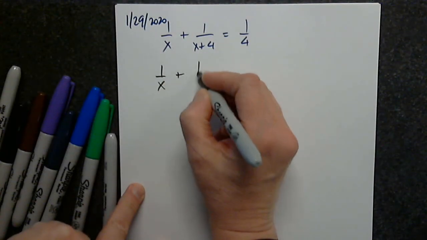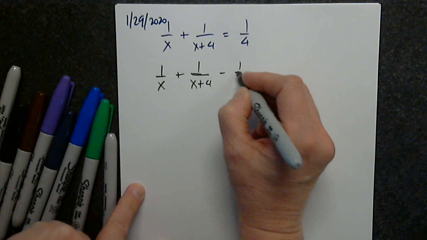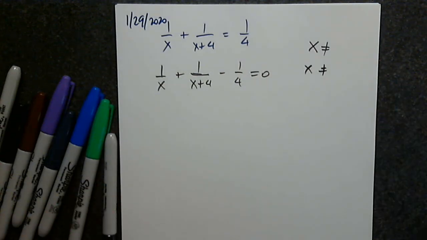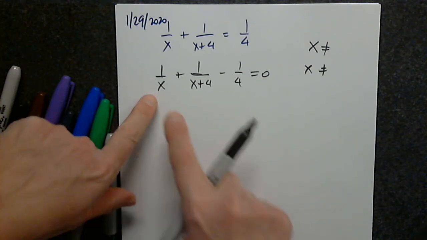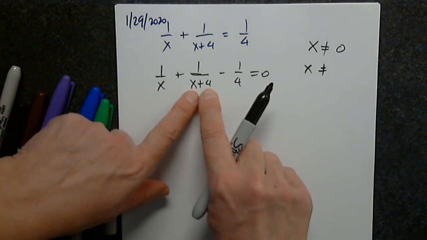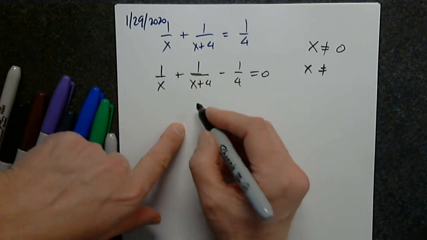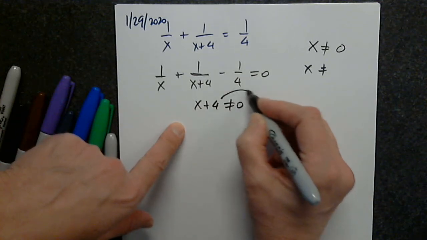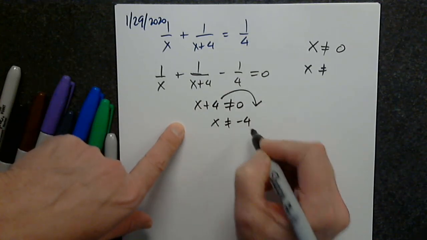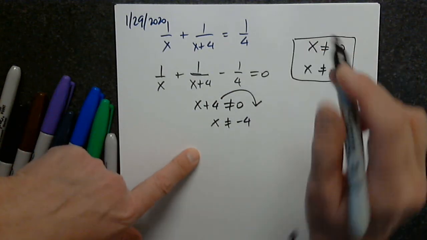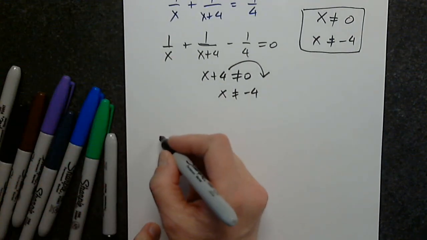So 1 over x plus 1 over x plus 4 minus 1 over 4 equals 0. And I do have to state two restrictions. And those restrictions are, yes, x not equal 0 from here. Careful. So we write x plus 4 not equal 0. When we move a term from one side to the other, we change its sign. So it has to be not equal negative 4. Is that clear? Perfect.